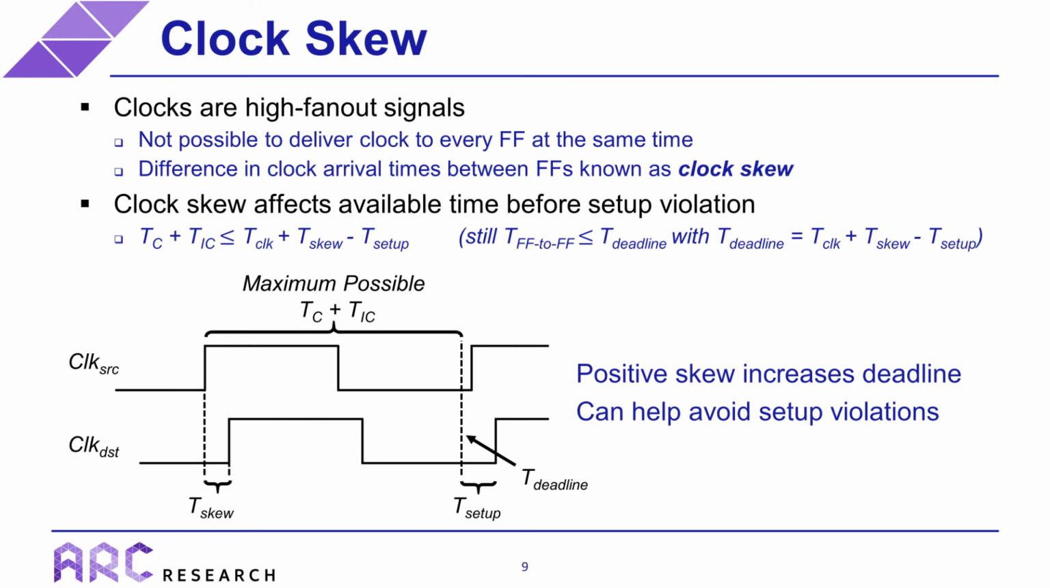Now again, this is still the same goal of ensuring that our delay between flip-flops is less than or equal to our deadline, but we've again updated that deadline to now include both the setup time and this new clock skew. Now, one thing to note is that a positive skew actually makes it easier to avoid setup violations because it increases the maximum allowable delay between flip-flops. Of course, a negative skew has the opposite effect, which can be counterintuitive when you're doing timing optimization.